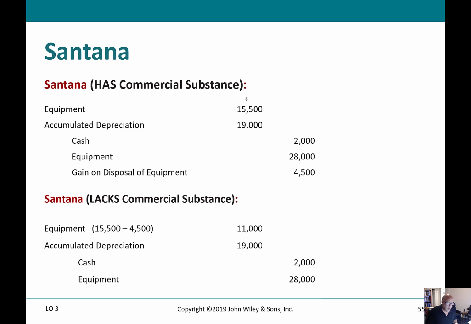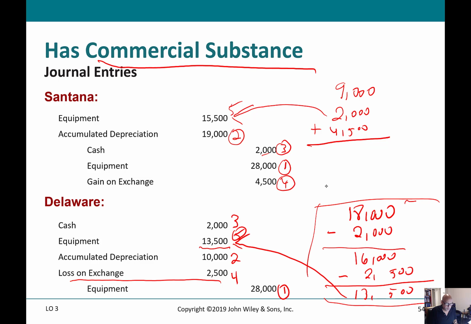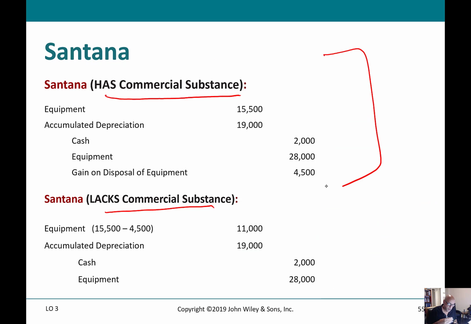So now we have the situation with Santana. If the transaction has commercial substance, versus the transaction lacks commercial substance. This is the same thing that we just saw a minute ago on the previous slide for Santana, where we said the transaction had commercial substance. Let's compare that now to the situation where it lacks commercial substance.